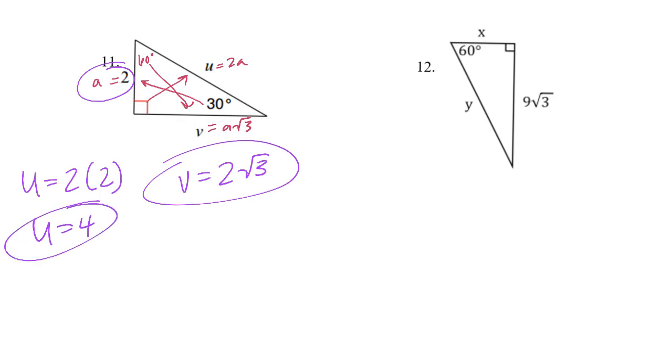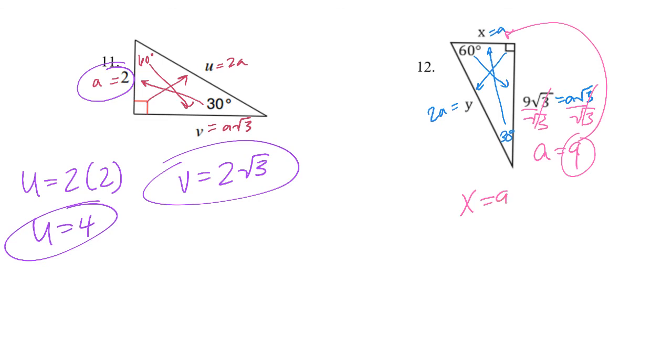All right, looking at number 12, it is also a 30, 60, 90. This bottom angle is going to be 30. And what we need to label, so we have A is across from the 30. 2A is across from Y. And A root 3 is across from 60. All right, so then we got to solve. We divide by the square root of 3 on both sides. So we get that A equals 9. Oof, that looks like 2 A's. A equals 9, so then plug that in. So X equals 9. And Y equals 2 times 9, which is 18.